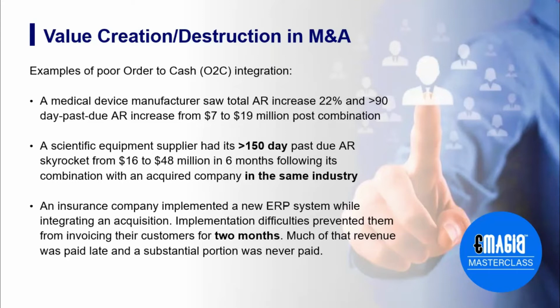And of course, when they finally got the invoices out, most of that revenue was paid late. By definition, it was paid late. And actually, a substantial portion was never paid. It just couldn't, that initial slip up proved to be damaging. So here's 3 examples of value destruction in M&A deriving from the order to cash process.